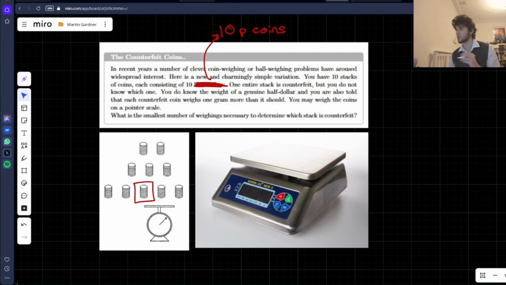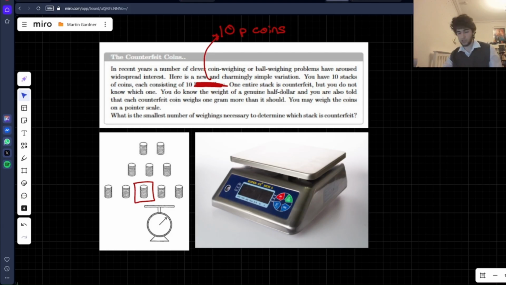But the difference in weight between a fake 10p coin and a real 10p coin is so small that it's very difficult for you to tell you have a fake coin just by picking it up, right? Even though the weight is different, you wouldn't be able to tell by picking it up. So you have to weigh it, right? And that's what this problem is revolving around.